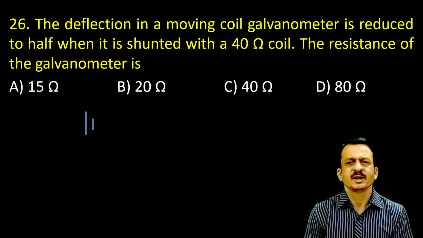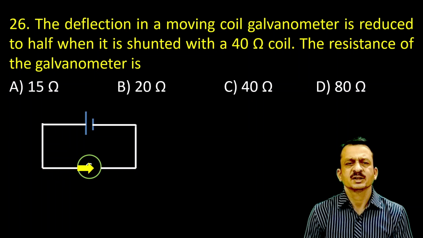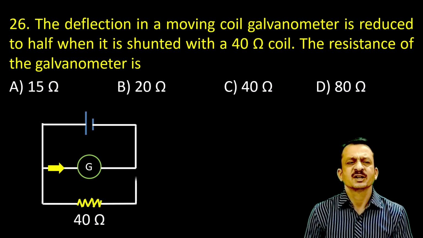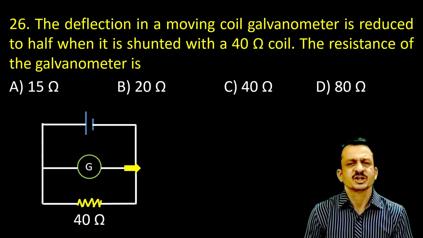Now we look at that animated diagram here. Now here we have a cell which is connected to a galvanometer, and obviously there is a current flowing through that galvanometer. Assume that this amount of current is flowing. Now galvanometer is showing full scale deflection here. Assume that. Now a shunt resistor of 40 ohm is connected across it. As and when the shunt resistor is connected, the current divides at the junction. Now half of the current is passing through the galvanometer and the remaining half is passing through the 40 ohm shunt resistor as shown in that diagram.